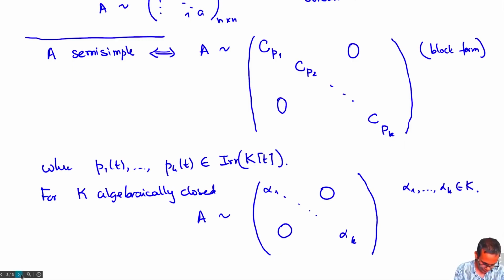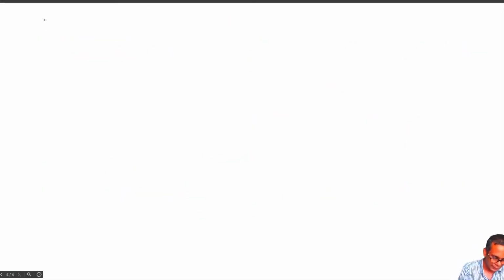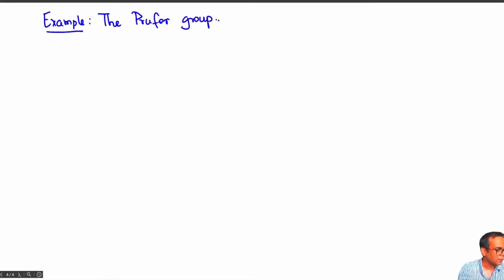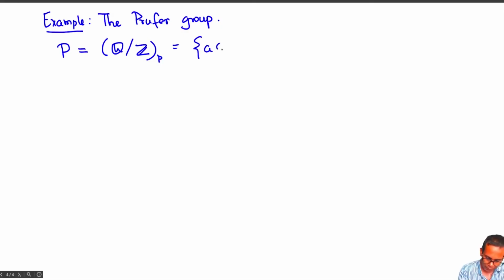Okay, I'll end this session with a very interesting example, which is called the Prüfer group, which we have briefly encountered during one of the lectures. So this is a Z module, it's an abelian group. The definition of this Prüfer group, which I'll denote by P, is the P primary part of the group Q mod Z. What is this? These are those elements of Q mod Z which are killed by some power of P.